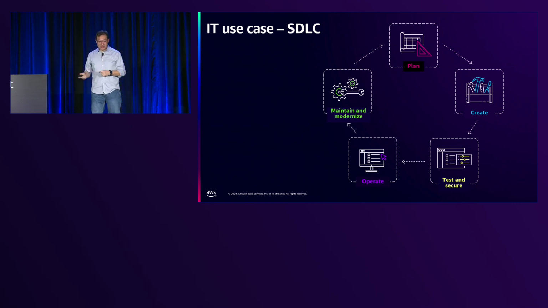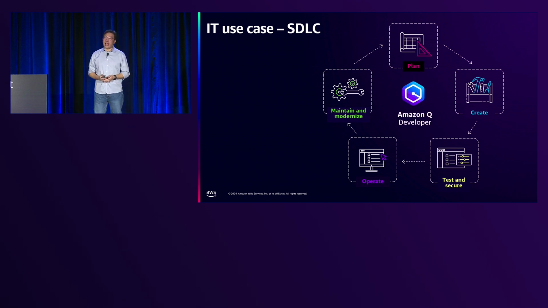And then you go into the create phase, where your developers start to code. Hopefully they will test it and make sure it's secure. After this, you can deploy to production. And after some usage, you might find some bugs and need new features, and you go into the maintenance and modernization phase, and it goes back to the planning phase. So this is a very common software development lifecycle.